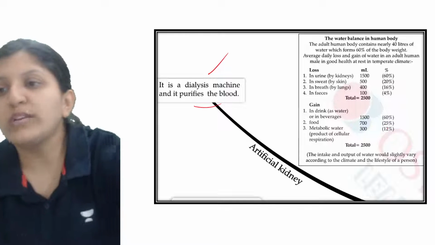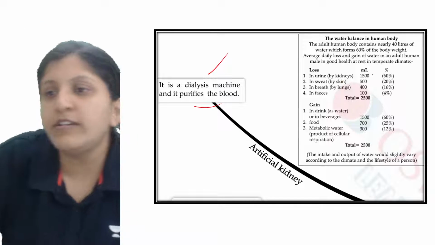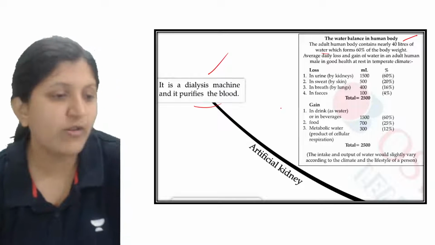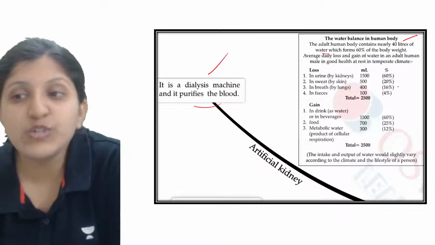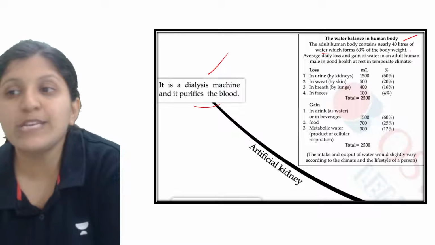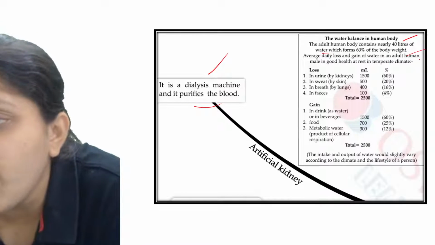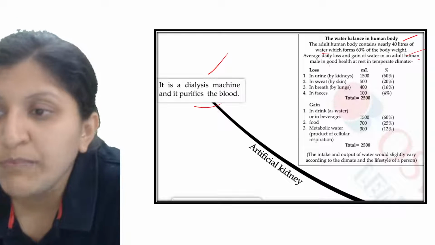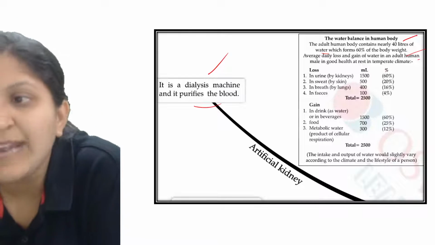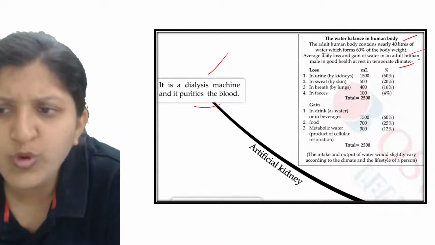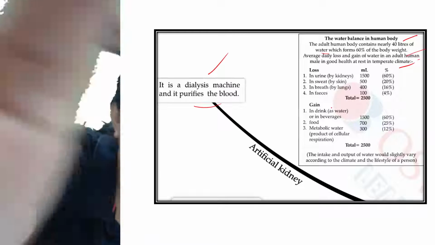Here is the water balance in the human body. The adult human body contains nearly 40 liters of water, which forms 60% of the body weight. The average daily loss and gain of water in an adult human male in good health at rest is as per the conditions, where the concentrations are mentioned.